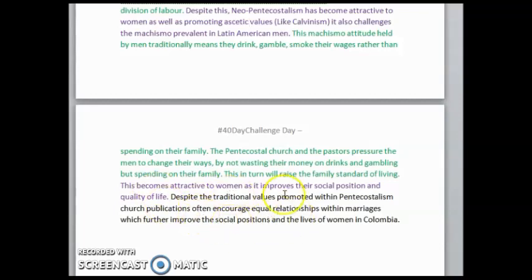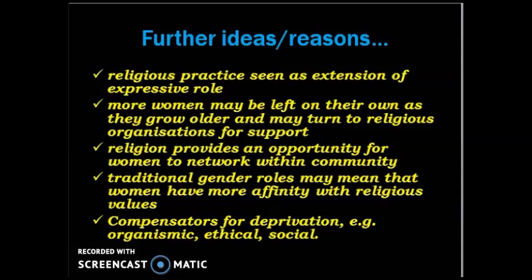We end it with a final piece of analysis. So despite having publications from Pentecostal churches encouraging patriarchy, it also encourages equal relationships within the marriages, which is further improving the social position and the lives of women in Colombia. So what we've had there is two equally balanced paragraphs.